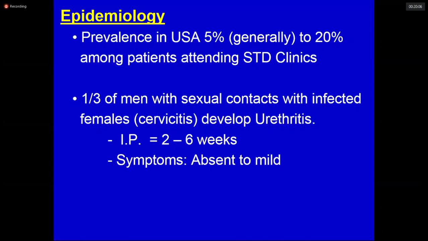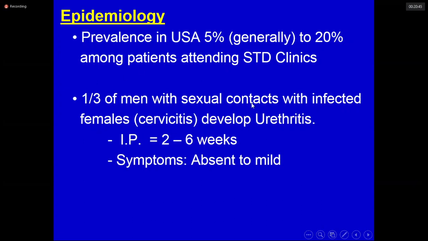Epidemiology of Chlamydia trachomatis: it is prevalent in the USA, for example, generally speaking, at 5%, and up to 20% among patients attending sexually transmitted disease clinics. It is more common in those patients who have sexually transmitted diseases. But among the general population, only 5%. Among this group of patients, 20%.